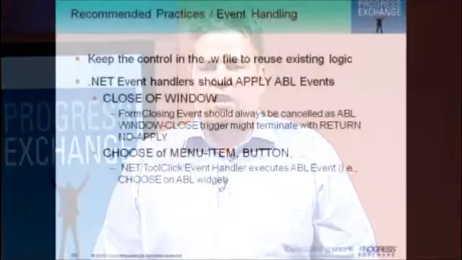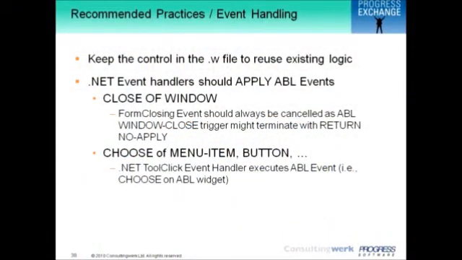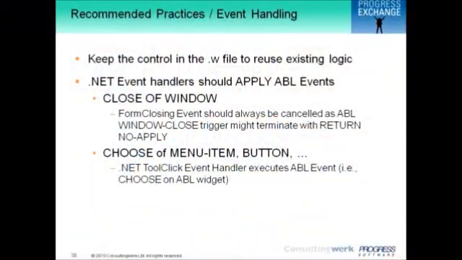Another recommended practice is we keep most of the UI logic in the Progress window, in the progress .w file. So two examples. When the user will close that window, he will actually not close the ABL window anymore because it has no border, it has no red X in the top right corner. He will close the .NET form, and we always cancel the closing of the .NET form, and we apply the window close to the window so that the window close trigger will be executed. Just in case the window close trigger makes a decision that the window should not yet be closed because the user is still in update mode or anything like that. Same with choosing menu items. We always apply the choose to the ABL widget so that the trigger code in that ABL widget is executed.